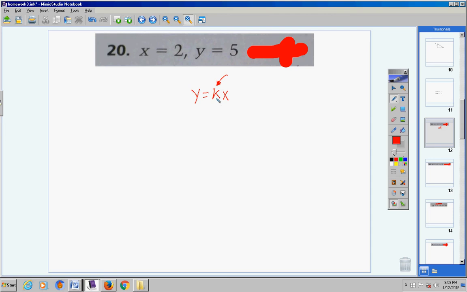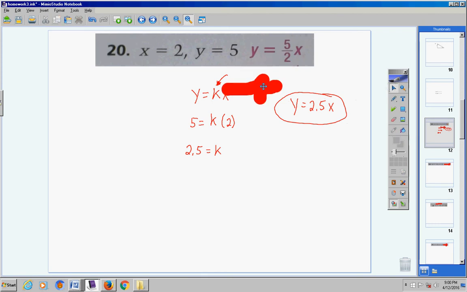Next, we have to solve for k. So where the y is, I will substitute 5. Where the x is, I will substitute 2. Now divide both sides by 2, and you'll get 2.5. And now that we know what k is, we put it in for k. So our answer is y equals 2.5x. Now I think they had a fraction for their answer. They used 5 over 2, which of course is the exact same thing as 2.5. Okay, moving on to 21.